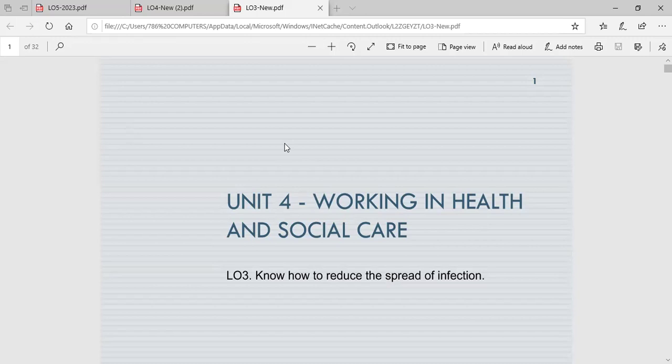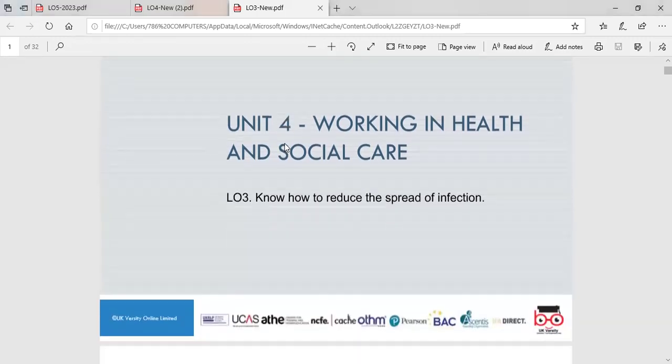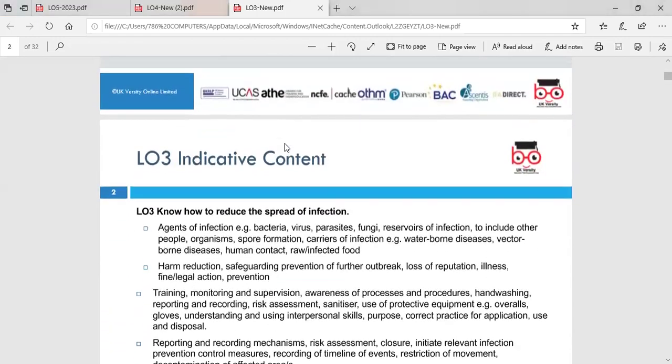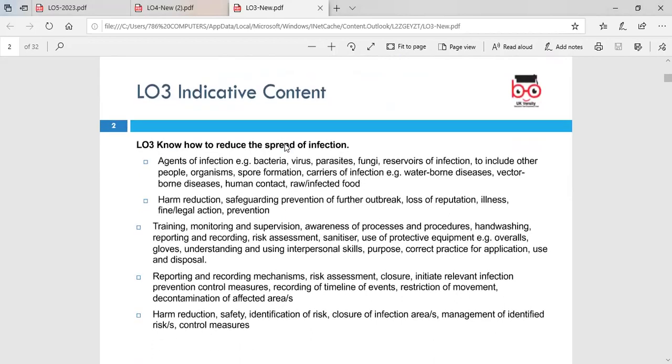Okay. So your indicative content for this is to know how to reduce the spread of infection. So the different agents of infection, you know that. There are different ways in which infections are spread. So there are waterborne diseases, there are vector-borne diseases. What is a vector? Can anyone tell me what a vector is?